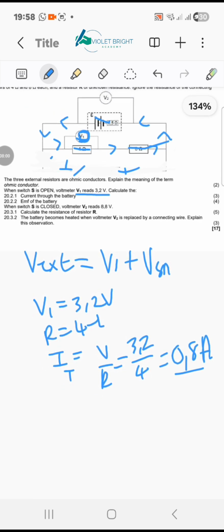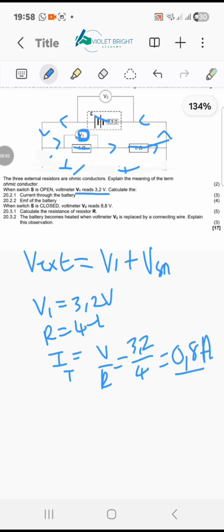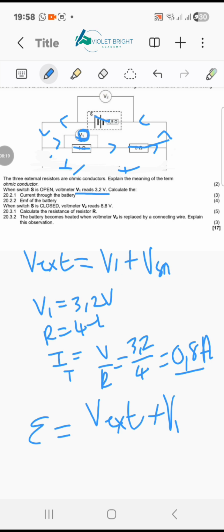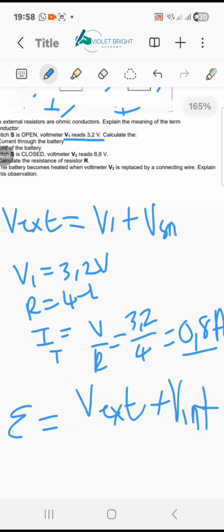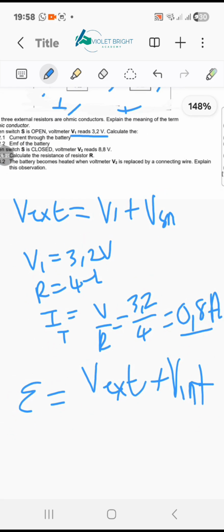They're asking for the EMF of the battery. How are we going to find the EMF of the battery? Remember, first things first, what do we need to know? For the EMF of the battery, we need to know the external voltage and the internal voltage. But unfortunately we do not, so for now let's just do it like this.